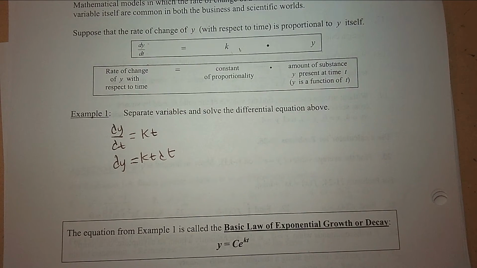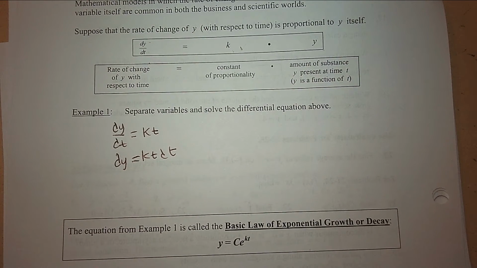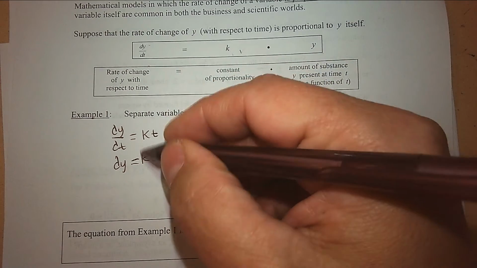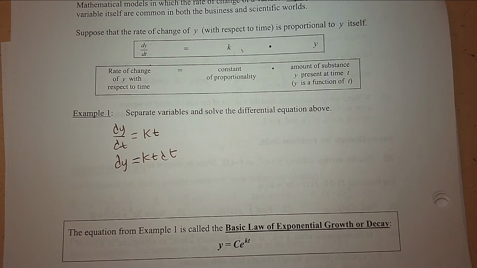That's right. What are the two variables? K is not a variable. K is a constant. So what are the variables? y and t. Beautiful. They're already separated. The t's are on one side, the y's on the other side. K is just a constant. What do you do next?